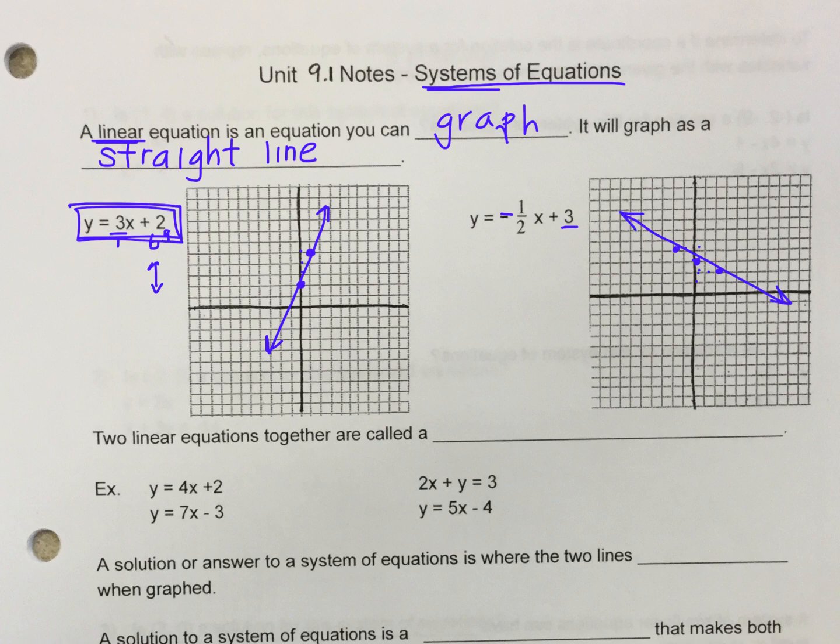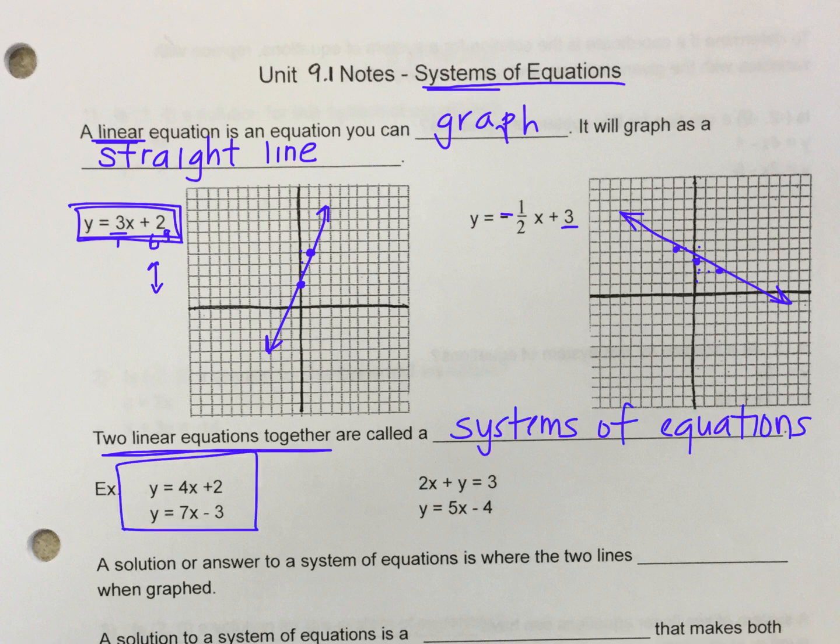So when I put two linear equations together, it's what we call a systems of equations. I just explained that. And these are just two examples. I can have y equals, or I can have this, as long as they make two equations. So a solution or answer to a systems of equations is where the two lines, we can either say touch or intersect when graphed. And I will explain that in just a second.